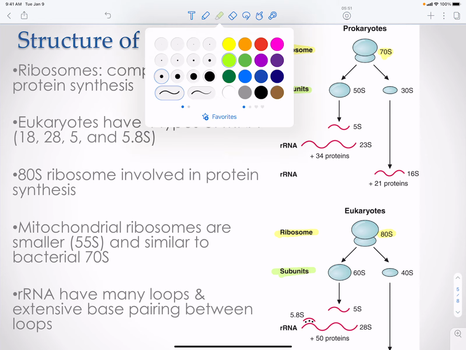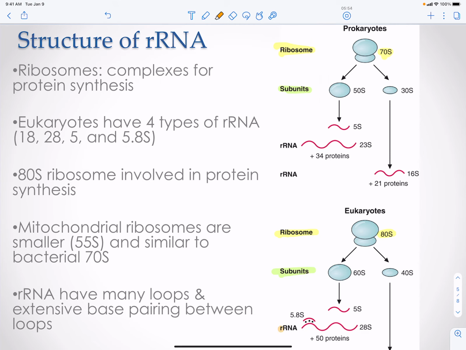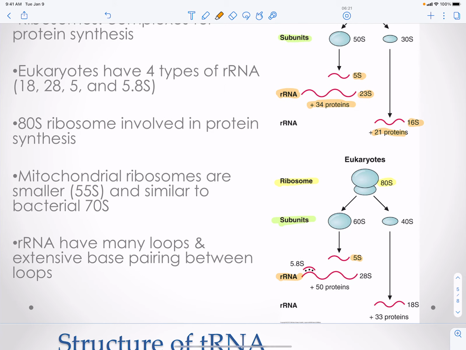And then these subunits are going to be formed from our ribosomal RNA sequences. So with respect to the 50S in our prokaryotes, you're going to have a 5S ribosomal RNA, a 23S ribosomal RNA, and proteins. With respect to our 30S, you're going to have a 16S ribosomal RNA and proteins. And the same thing for our eukaryotes. We have 5S, 28S, and a 5.8S, and proteins, and then an 18S.